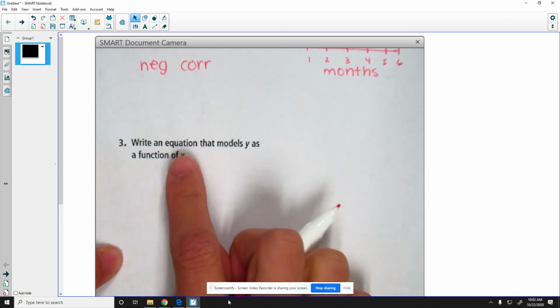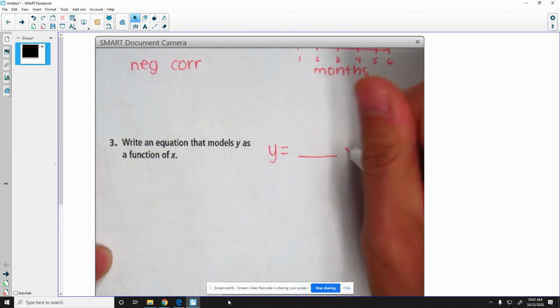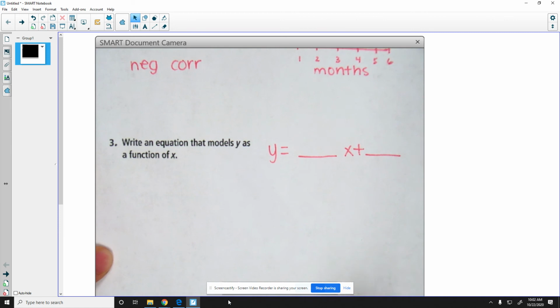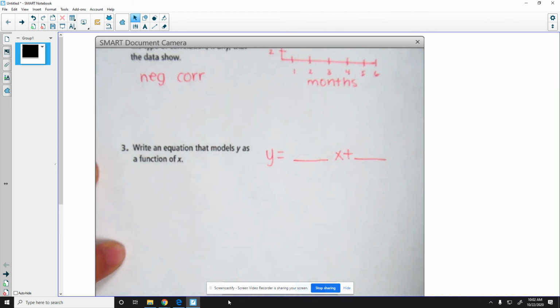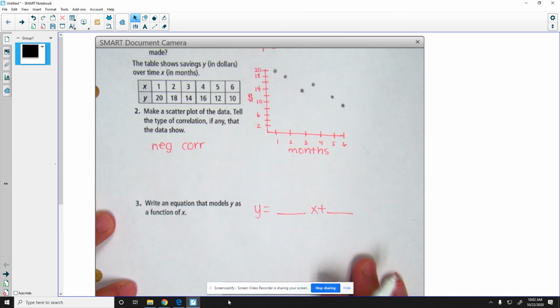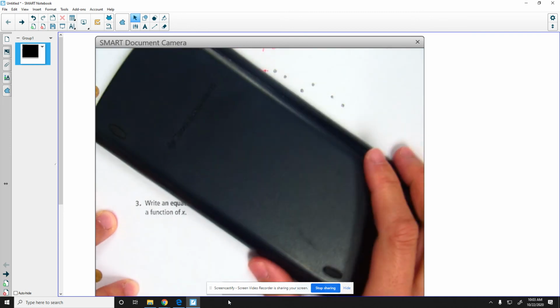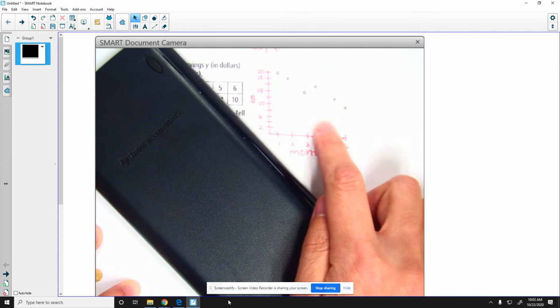This one is the really, really annoying one. Write an equation that models y as a function of x. All right, so my final answer is going to be y equals blank x plus blank. Now, all of us are going to have different answers, okay? I want to tell you that right now. All of you are going to have different answers. So this is what you would do. Because I don't have a ruler, I'm going to take the side of my calculator cover and use that as a ruler, okay? I need to draw a line, it's called a trend line, okay?